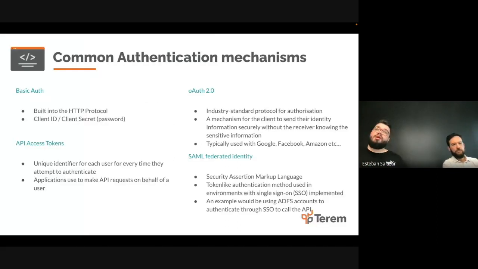So in this next screen, there are 4 common authentication mechanisms that I've generally come across in most of my engagements. Basic auth is effectively built into the HTTP protocol, but it's a client ID and a client secret, which is username and password style. You can use that basic auth to call an authorization API to get a token or a key back to then call other APIs, or you can use it directly to call a specific API.